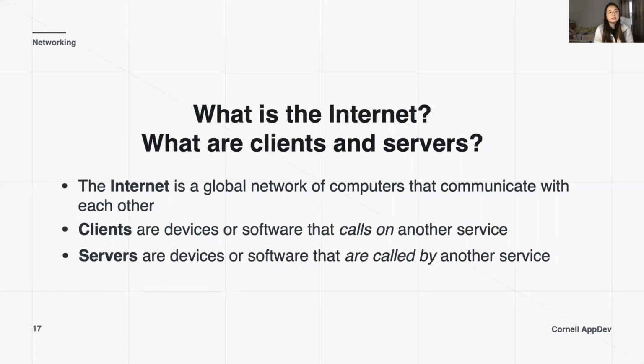This slide formally defines some of these terms that we're using. The internet is a global network of computers that communicate with each other. Clients are devices, software, or programs that call on a service, and servers are devices, software, or programs that are called on by another service. Clients and servers are basically all just computer programs. We just use the term clients to refer to programs that request stuff from servers, and servers are programs that fulfill those requests by clients.